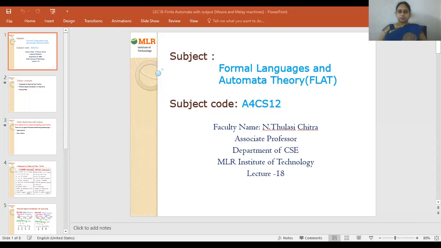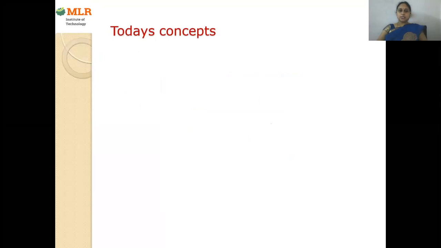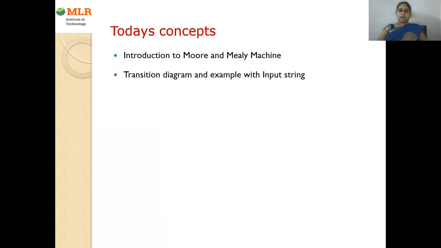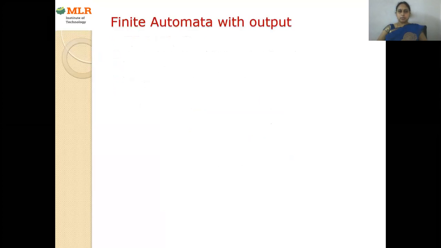In the previous lecture, we discussed minimization of finite automata. In today's class, we are going to discuss finite automata with output. Let me share the screen to discuss today's concept. We will cover an introduction to Moore machine and Mealy machine, the transition diagram, an example with an input string, and the transition table.